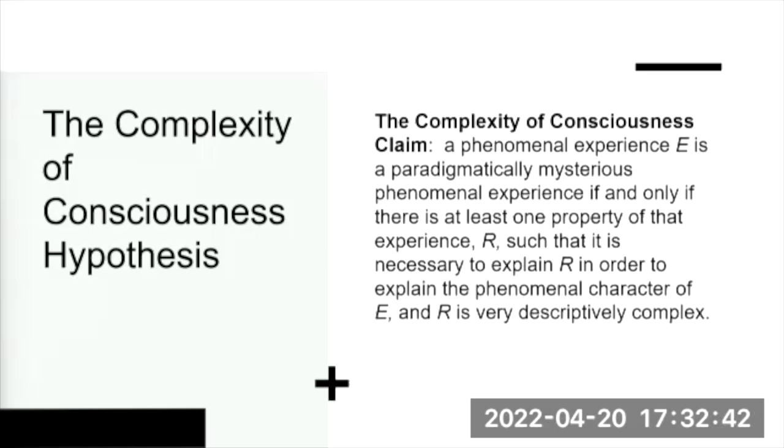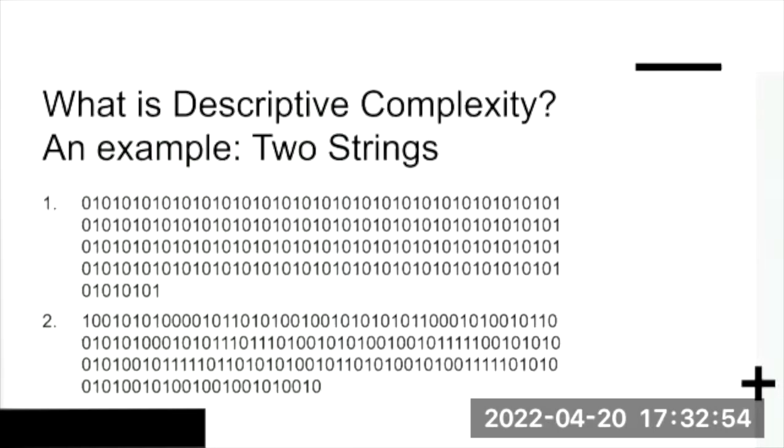So I need to do two things here. I need to tell you, what do I mean by complex? And then I need to talk about that very descriptively complex. So the notion of complexity that I think is appropriate here is called descriptive complexity or Kolmogorov complexity. Is that something people are familiar with, or some of us are? Okay.